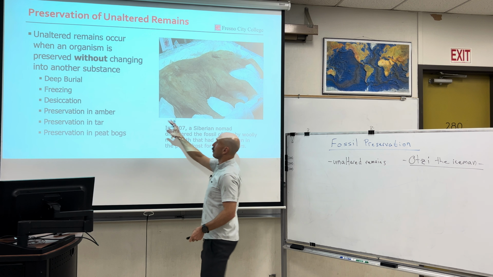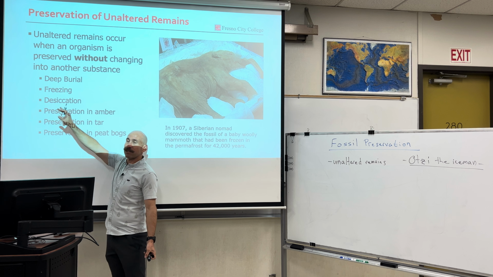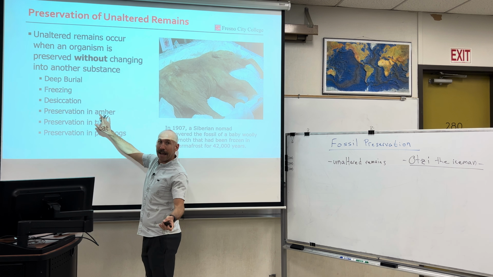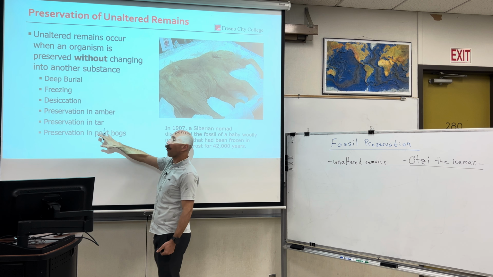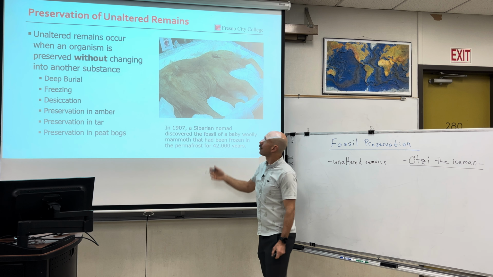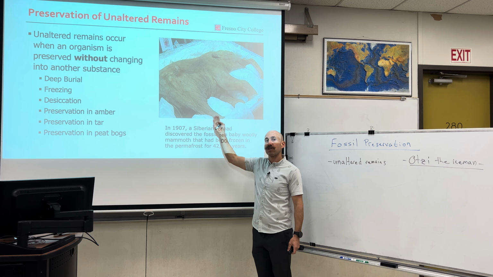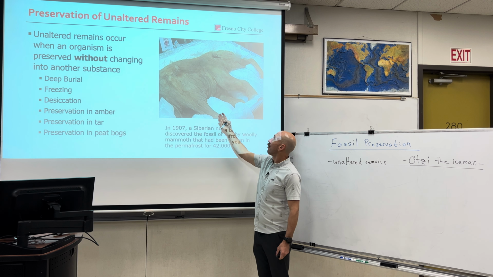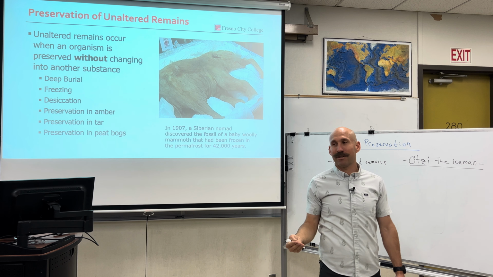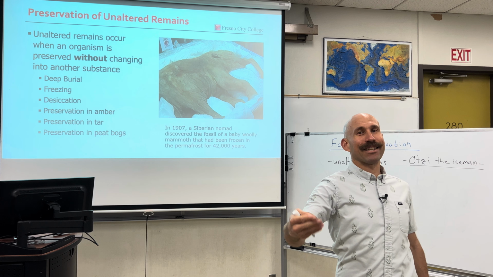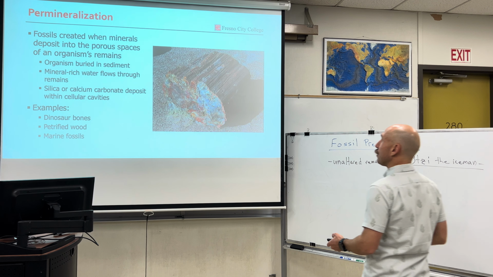But preservation of unaltered remains can happen through deep burial, freezing, desiccation, that's being completely dried out, preservation in amber. Amber is a mode of fossil preservation. Tar or peat bogs. Just how it sounds, the organism is preserved unaltered with its skin, with its fur, with its feathers. Wildly important, or informative, I guess I should say, for understanding the history of that specific species.